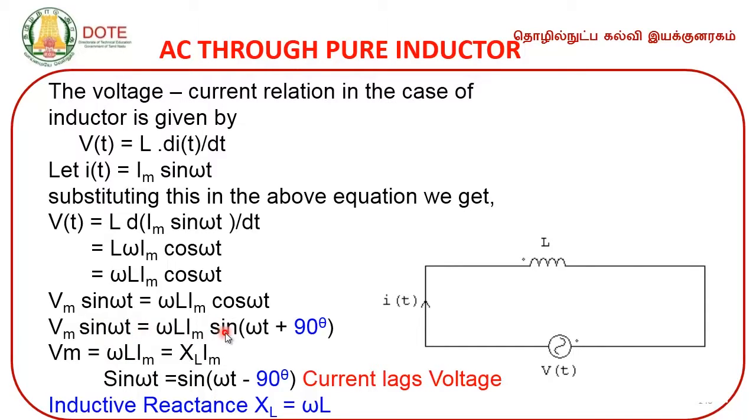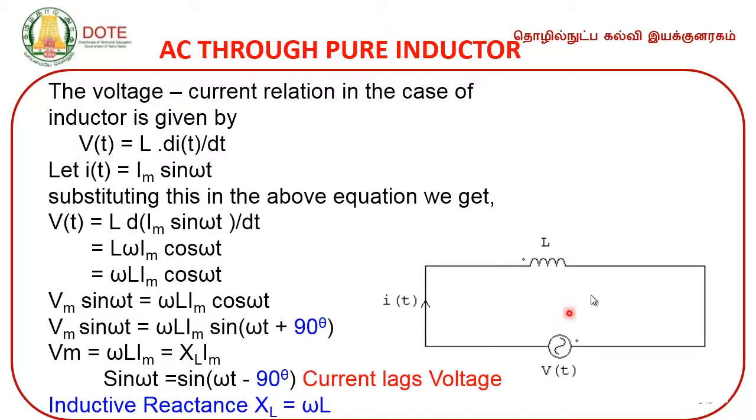Comparing the two sides of the equation, we get Vm equal to omega L Im. That is, the maximum voltage Vm is omega L into Im. So it can be written as XL into Im. XL is the reactance, inductive reactance. So XL is nothing but omega L. Omega is the angular frequency, so it can be written as 2 pi FL. So XL equal to omega L equal to 2 pi FL. That is the inductive reactance.